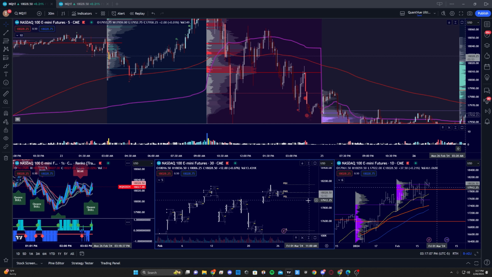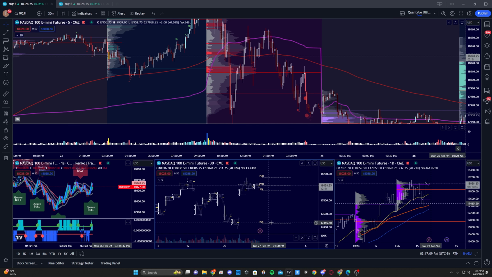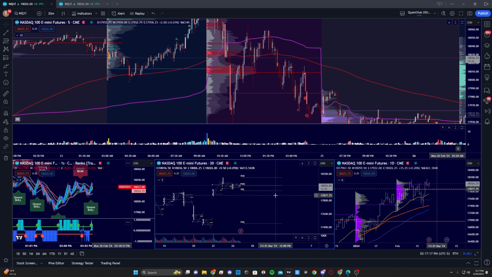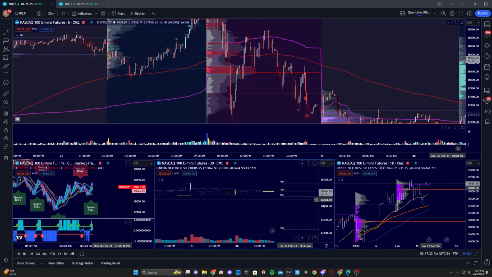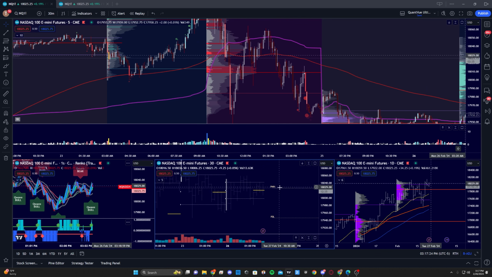One of the things that you want to keep an eye on is going to be this weekly low right here. And the previous week high would be right here. So you can actually see we're trading pretty much right on that previous week high right now. So that's just something to keep in mind.